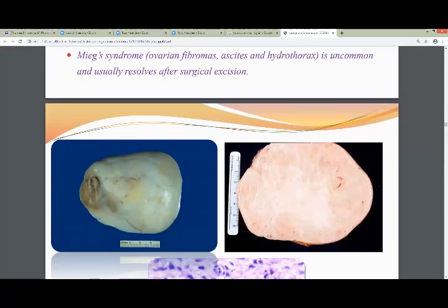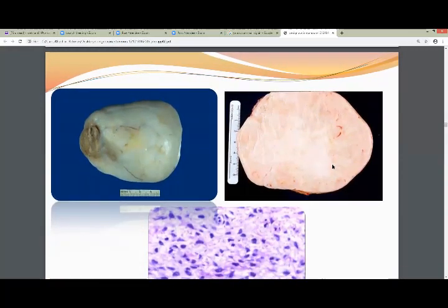This is how they can present. You see, their appearance looks solid. This is how they look like.